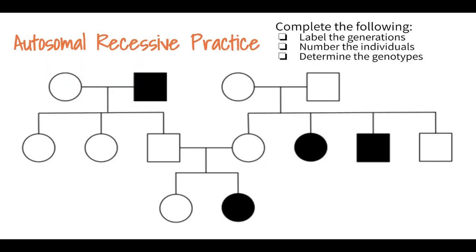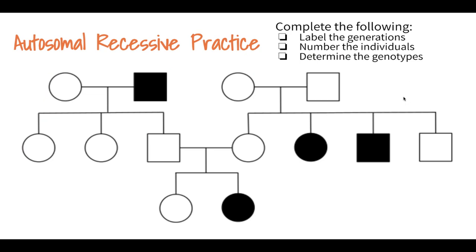So now what I want you to do is pause this video, and using this larger pedigree, use those skills we've just talked about to figure out what everybody's genotype would be in an autosomal recessive pedigree. So if you are ready to check your work, here are the steps you should have followed.